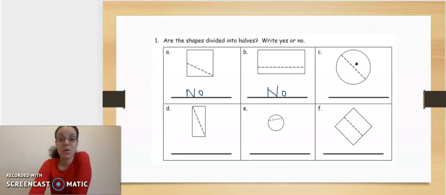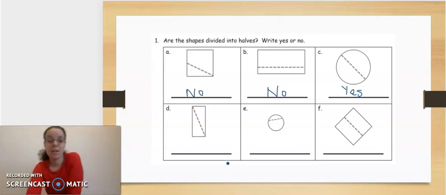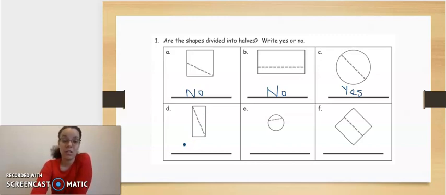Is this circle broken in half? Yeah, looks like it to me too. Both of those pieces are the same size and they're the same shape. How about this rectangle? Is it broken in half? Yeah, it looks like 2 equal-sized triangles to me. All right. How about this circle? Is it broken in half? Yes or no? No, why not? For it to be broken in half, they need to be equal, and those are not equal.